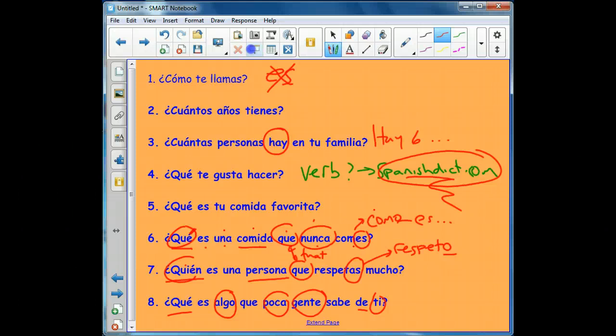Un secreto. Right? So, in my case, algo que poca gente sabe de mí es que yo surfeo. Right? That I surf. Es un secreto. Muchas personas no saben eso. So see if you can figure that question out.